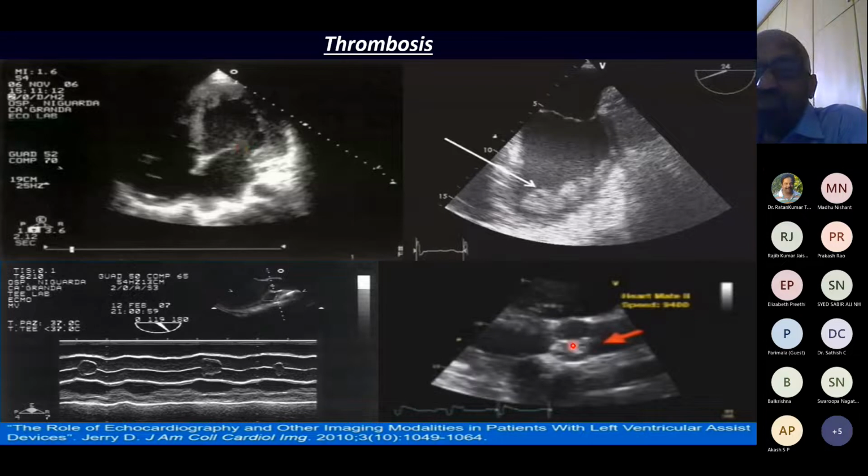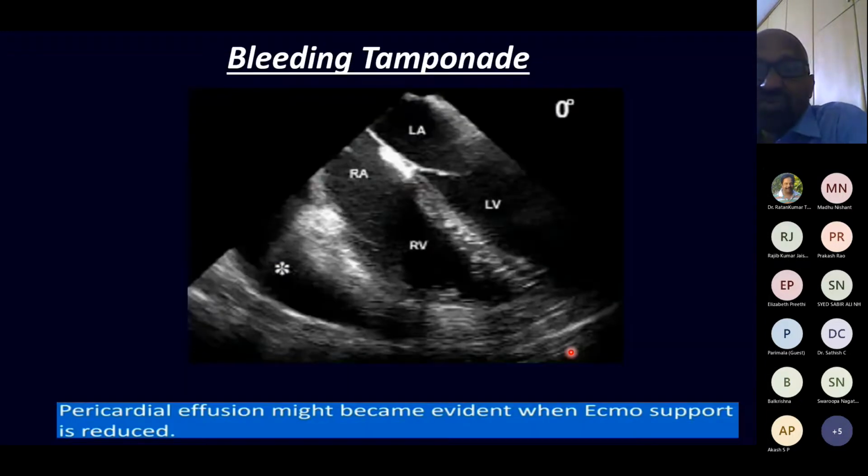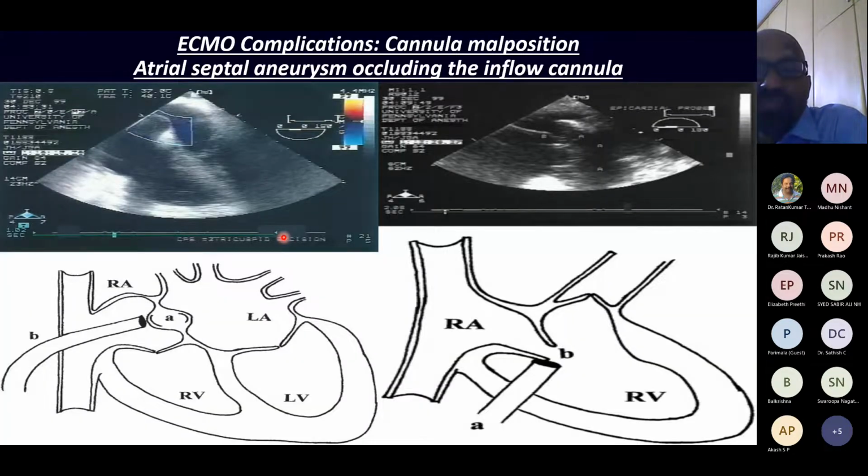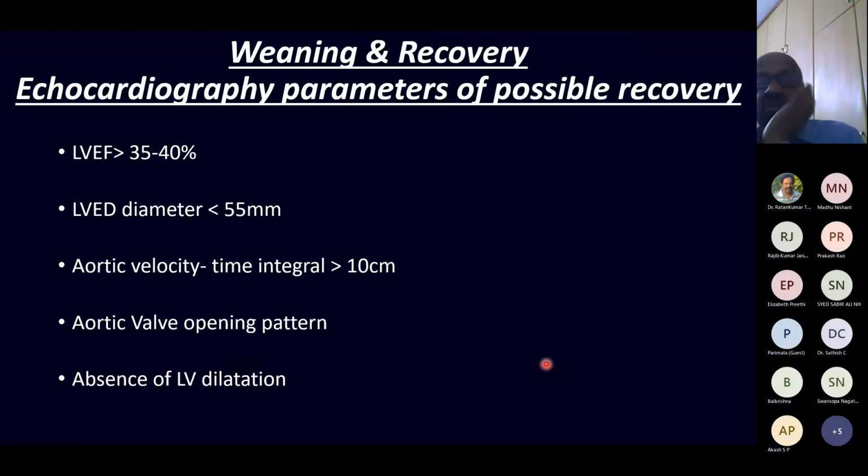There's a clot in the aortic valve here in a patient who is on ECMO, and there may be formation of tamponade, which becomes evident when you're trying to come off the ECMO. Regarding malposition, there may be an atrial septal aneurysm after the cannula, and similarly, when you're using a right ventricular assist device, the tricuspid valve leaflet may be sucked in and may obstruct the cannula.